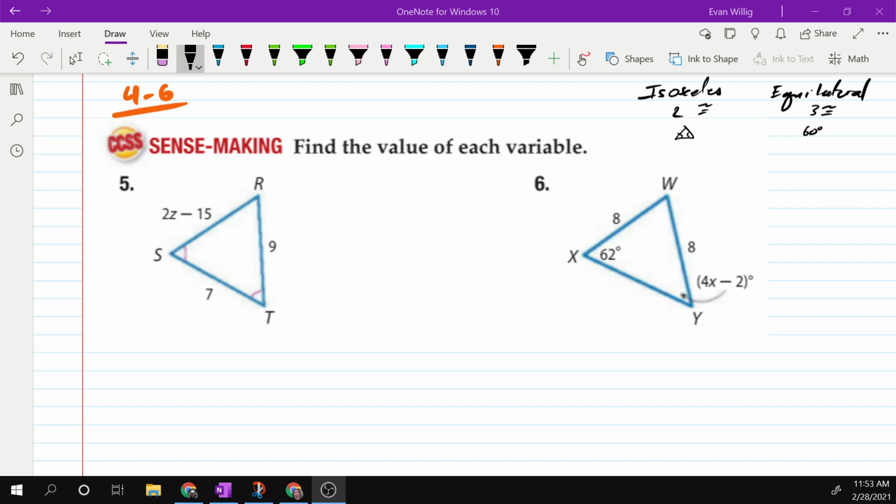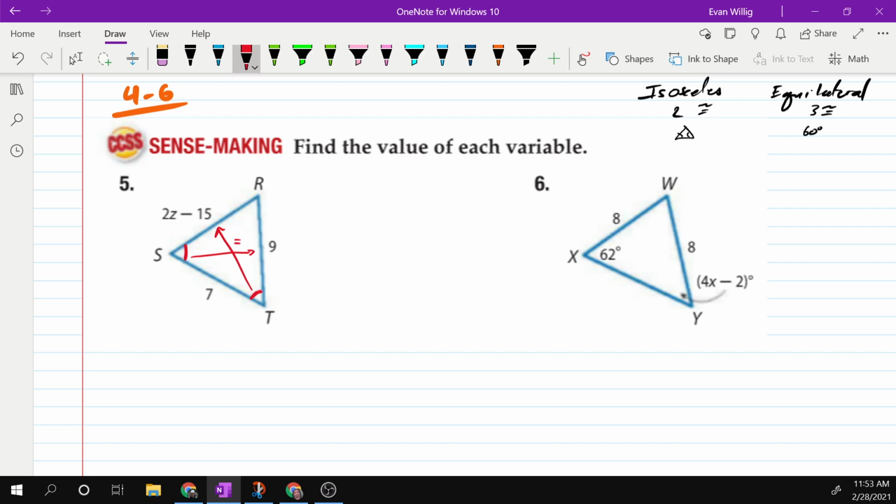Now, we're trying to figure out whether or not these two problems are isosceles or equilateral. And there are some clues to figure that out. For number 5, the clue that I know that this is isosceles is that the two base angles here are congruent. And if those two base angles are congruent, then we know their opposite sides are equal to each other. And that's what we're going to use to set up the equation.